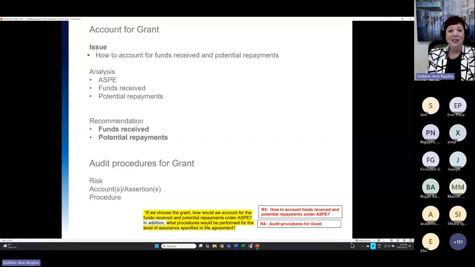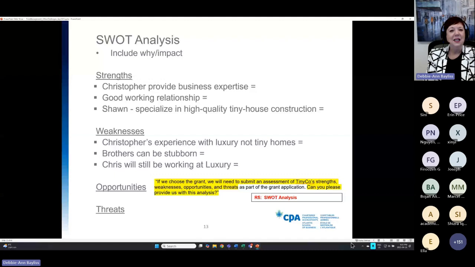So the next one is, if they choose the grant, we need to submit an assessment of TinyCo's strengths, weaknesses, opportunities, and threats. Can you please provide us with an analysis? Oh, that's why they were giving that information about their business experience, their relationship. Guess what? Now I'm going to take that information that I had typed in at the beginning and move it under the appropriate category. Heading, SWOT. I'm going to include all of it here.